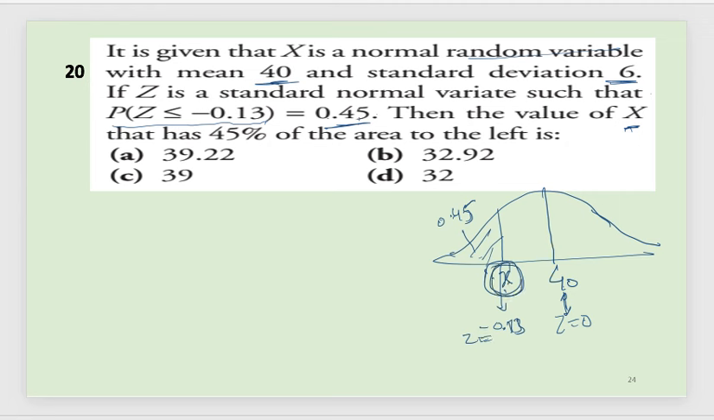So what I can do is convert this value: x minus the mean, which is 40, divided by the standard deviation, which is 6, must be matching with minus 0.13. Cross multiplying 6 with 0.13, we see x minus 40 is equal to minus 0.78, and when you simplify it, x comes out to be 40 minus 0.78, which is 39.22, which is option number A.